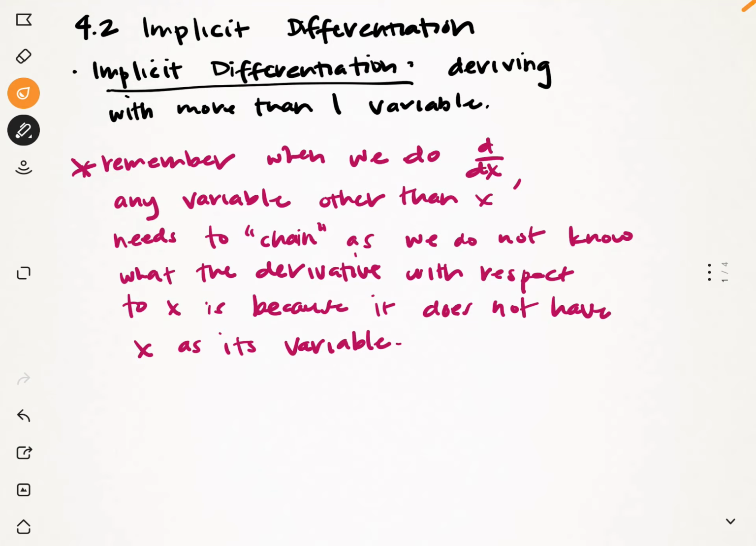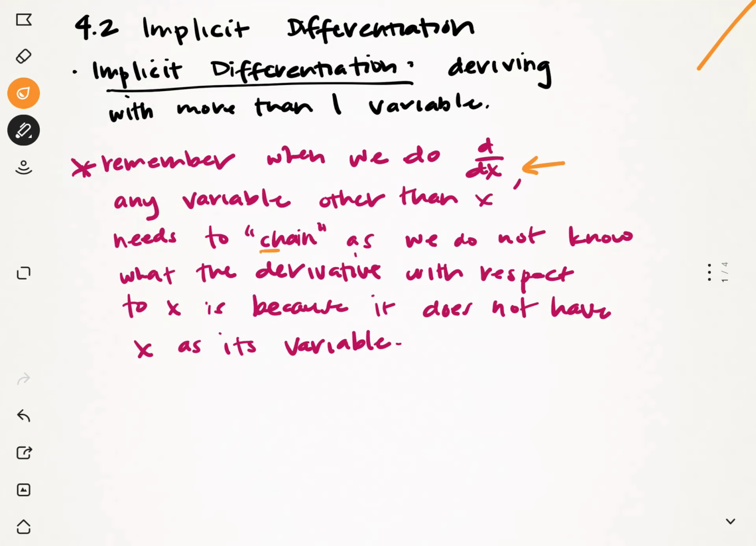What implicit differentiation is, is deriving when we have more than one variable. So maybe we just don't have an x in there. We're deriving with x and y, or x and y and z. The thing to remember is that when you take the derivative with any variable other than the one we're doing it with respect to, like in this case the derivative with respect to x, let's say we have a y in there. Anytime we derive that y with respect to x, then we need to do dy dx.